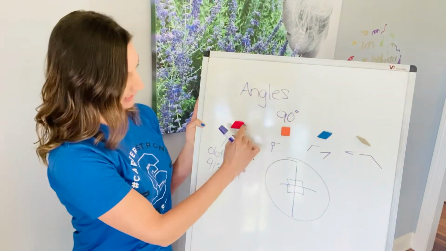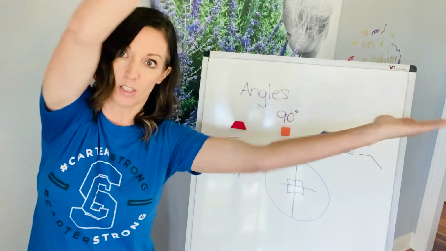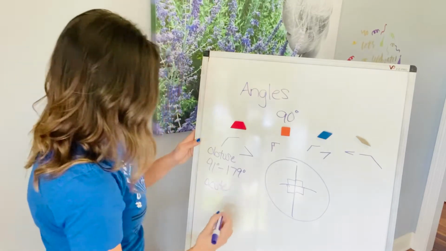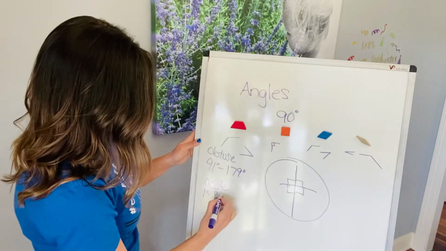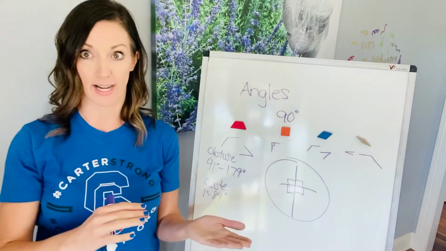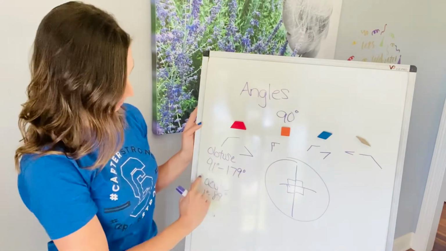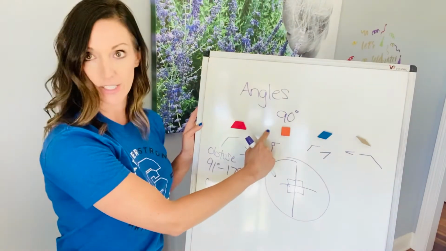Now this one here is smaller. So here's 90 again, and it's smaller. It's called acute. So acute angles measure between 1 degree and 89 degrees because it's smaller than a right angle. So we have obtuse angles that are larger than a right angle. We have acute that are smaller than a right angle. We have a right angle at 90 degrees.